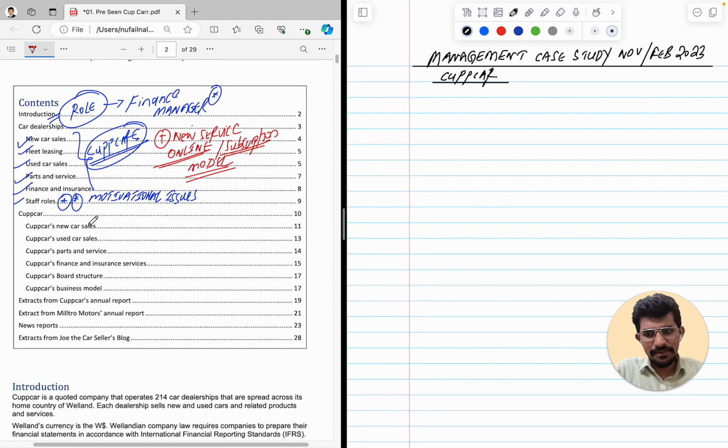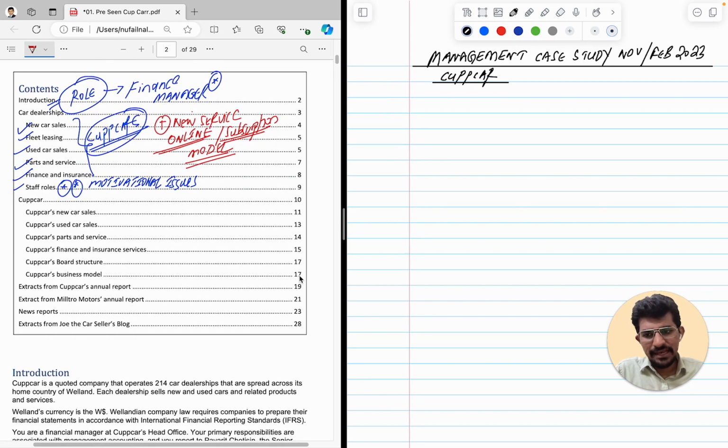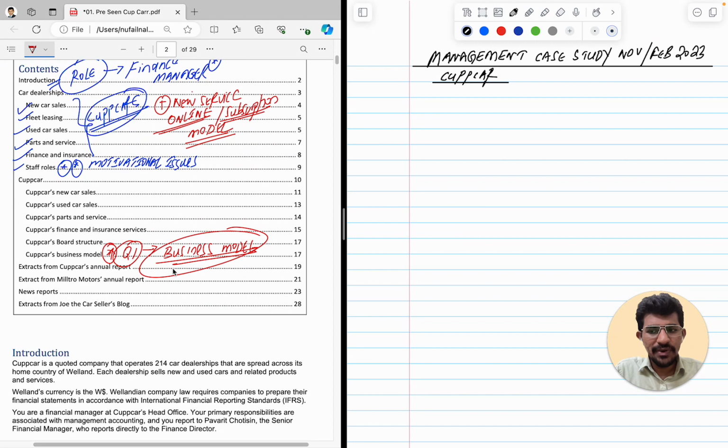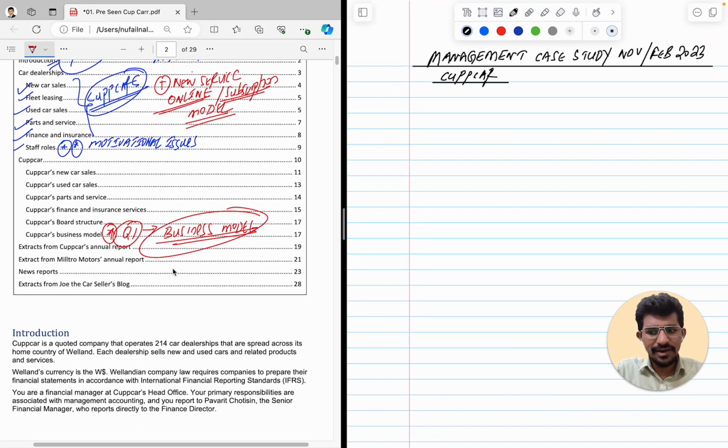Now, again, students, Cuppcar has the following: new car, used car, parts, finance and insurance, and the board structure. And as usual, students, this business model you have to master, because question number one in the examination is always on the business model. So just make sure you are very much aware of this business model in order to score well in the examination. And the annual report, the Miltro Motors annual report, is given.